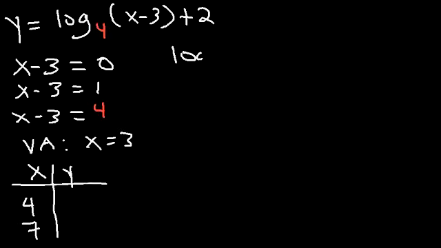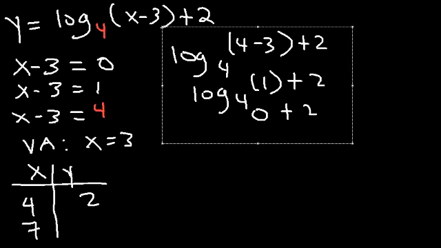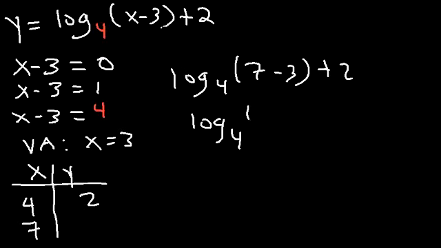So now let's calculate the y values. Let's use that equation. So if we plug in 4, 4 minus 3 is 1. Log 1 is always 0. 0 plus 2 is 2. Now let's plug in 7. Log base 4 of 7 minus 3, plus 2. 7 minus 3 is 4. Log base 4 of 4, because they're the same, will be 1. 4 to the first power is 4. And 1 plus 2 is 3.